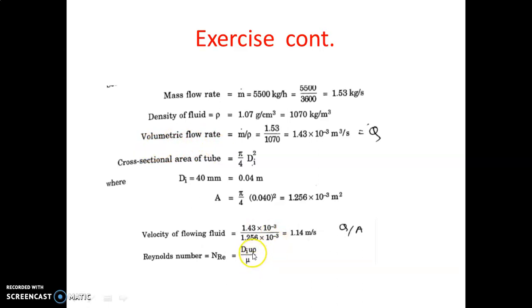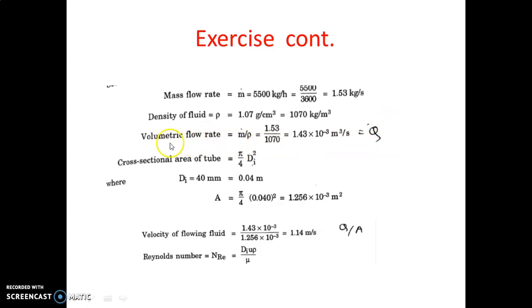So for that purpose we have to calculate u, and u is calculated from volumetric flow rate. So therefore we are converting these parameters into volumetric flow rate. Mass flow rate you have to convert into volumetric flow rate by dividing by the density of that fluid. So we have mass flow rate in kg per second, then divide by the density of that fluid, and then we get 1.43 into 10 to the power minus 3 meter cube per second. So this is called Q, which is known as the volumetric flow rate.